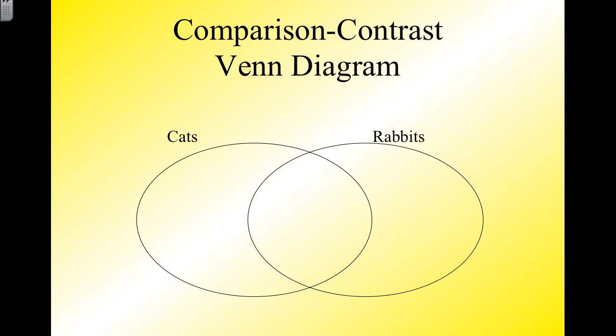And this should look very familiar to you. This is a Venn diagram that is often used when we are looking at comparing and contrasting. So for example, if we were comparing cats and rabbits, in the middle we would have similarities that cats and rabbits share, and then outside we would have the differences between cats and rabbits.